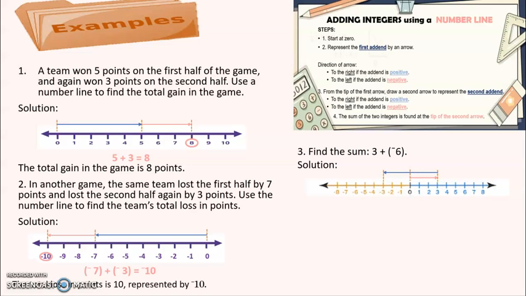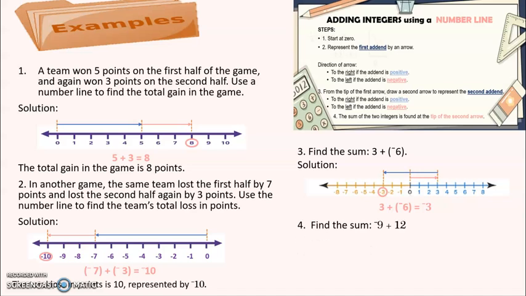Class, take note, count as you jump. So we stopped at negative 3. Therefore, the sum is negative 3. So we say that 3 plus negative 6 equals negative 3.